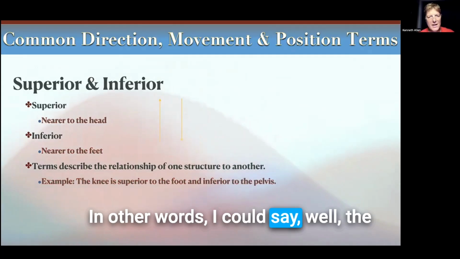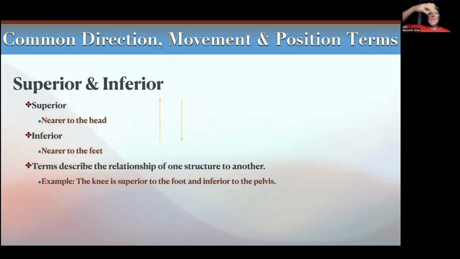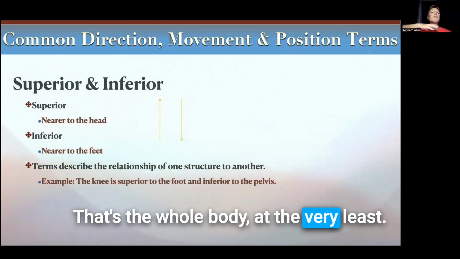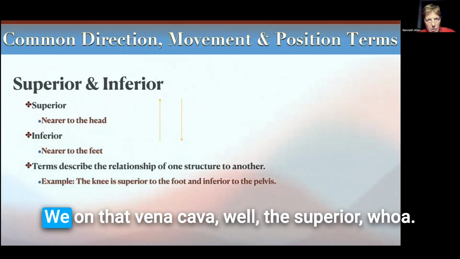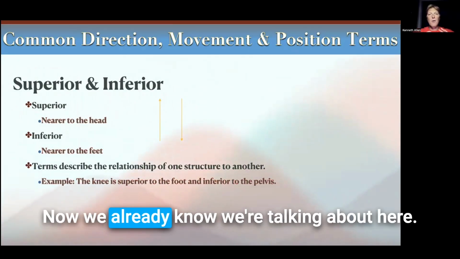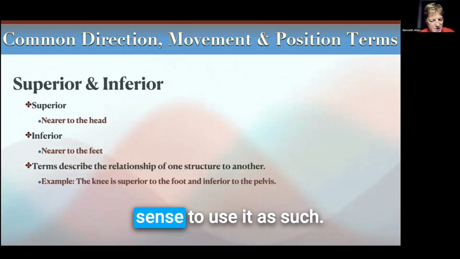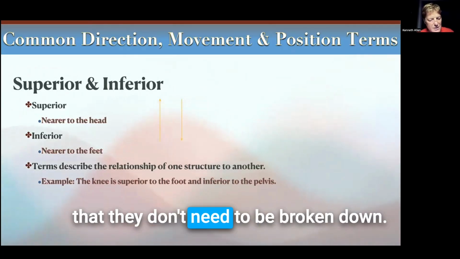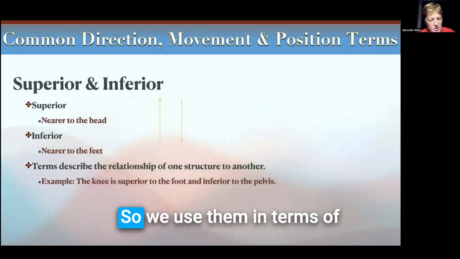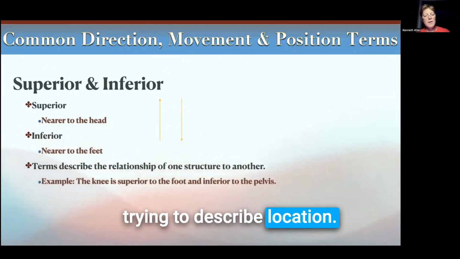In other words, I could say, well, the blood's coming from the vena cava. Great. That's the whole body. At the very least, the neck down to the pelvis. Where on that vena cava? Well, the superior. Whoa. Now we already know we're talking about here. So it's only there that it makes sense to use it as such. But we don't have to break things down if they don't need to be broken down. So we use them in terms of trying to describe location.